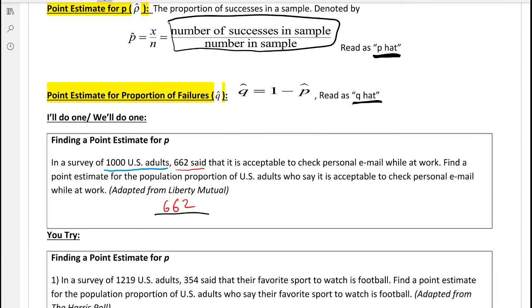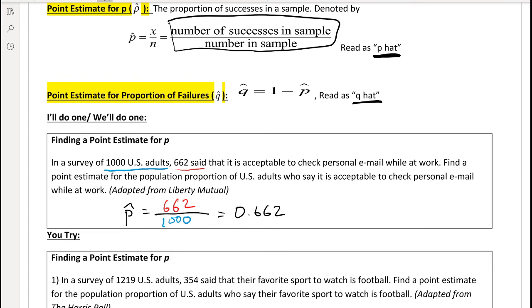This is divided by how many people were asked, how many people are in the sample we're dealing with, which is 1,000. So the number of successes, 662, divided by the number that was asked, 1,000. That's all you have to do to calculate your p hat. Plug that into the calculator: 662 divided by 1,000 gives us 0.662, and that's what your p hat is.